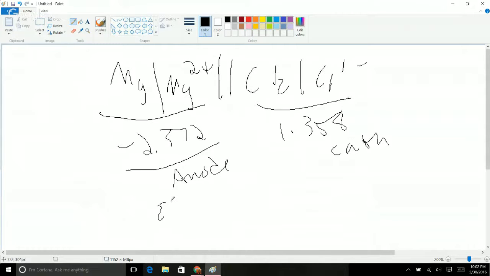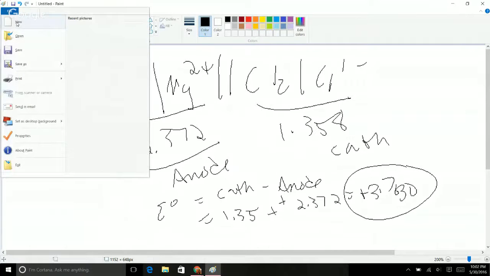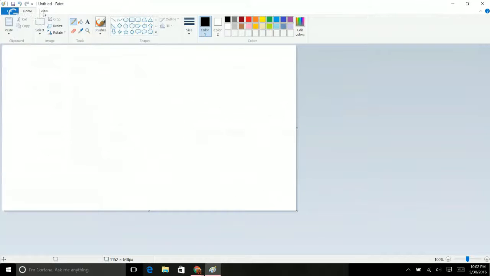So when I do the E cell, I'm going to subtract my anode one from my cathode one. So that means my cathode is 1.358 minus my negative 2.372. So it should be a positive 3.730. So yes to that person, you're right. It should be a positive value. It would want to happen and could create a voltaic cell. So you were correct. I was wrong. It should be a positive value. Thank you.